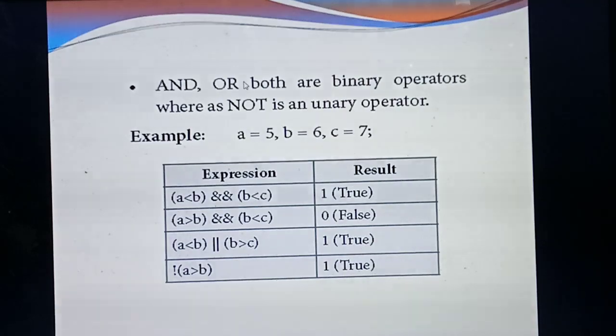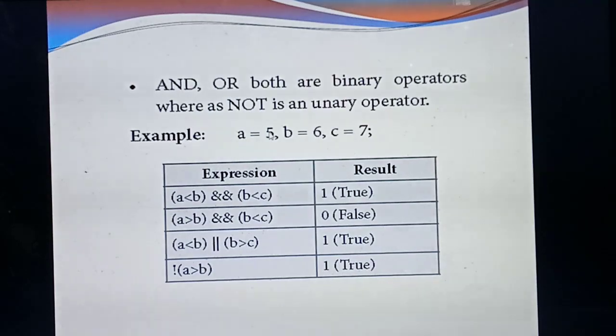Understand? Listen, they have given the example A equal to 5, B equal to 6 and C equal to 7. In the book also they have given the same thing. Just write A less than B. So what's A less than B? 5 less than 6, so the answer is true. Next, B less than C, 6 less than 7. So both the things are true. Both the things are true means you will get the answer true, that means 1. Understand?